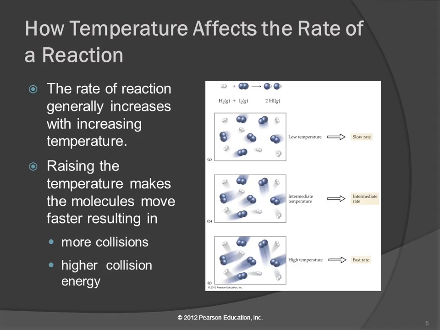It's not enough for the two molecules to just very, very gently bump into each other. That's not going to provide enough energy to break the bonds. They'll just kind of bounce off of each other. If they collide with enough force, a reaction can occur. So by raising the temperature, we have two things that cause the reaction rate to increase. We have more collisions, and the collisions have higher energy.